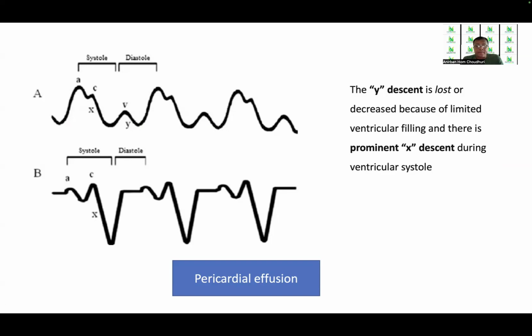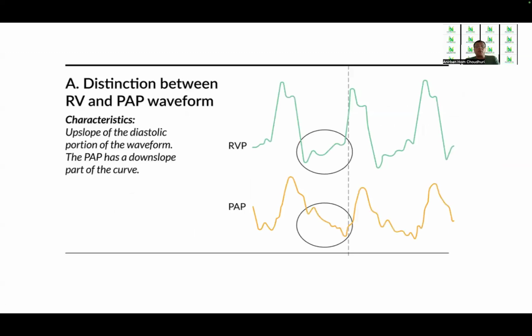Now, although we don't use pulmonary artery catheters too often in the ICU, one should know the distinction between the waveforms. As you can see, there is an upslope of the diastolic portion of the waveform in case of the right ventricle, as well as in the pulmonary artery pressure, because the pulmonary artery pressure has a downslope part of the curve.